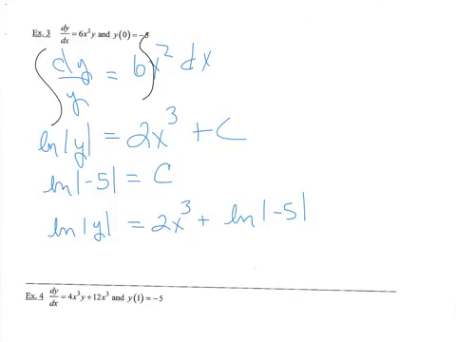E everything. Or rewrite it in exponential form, or exponentiate both sides. That's what you just did on your homework. So e to the 2x cubed plus the natural log of the absolute value of negative 5 equals y. So can you just make that negative 5 now?